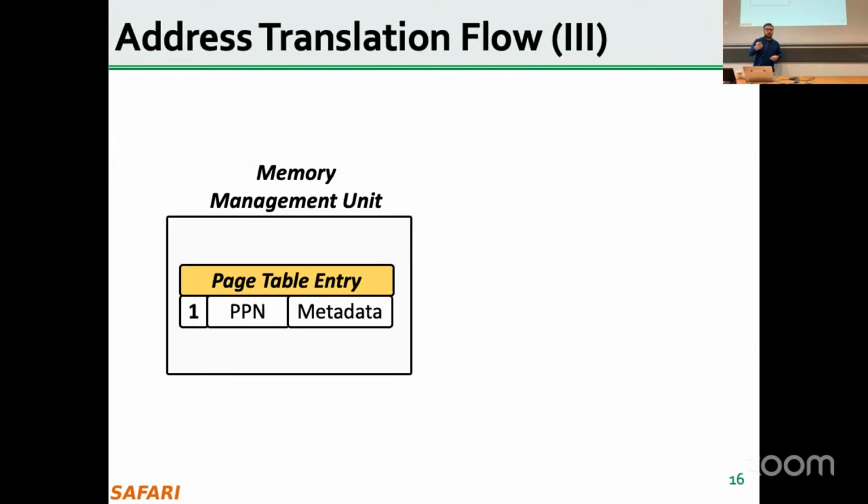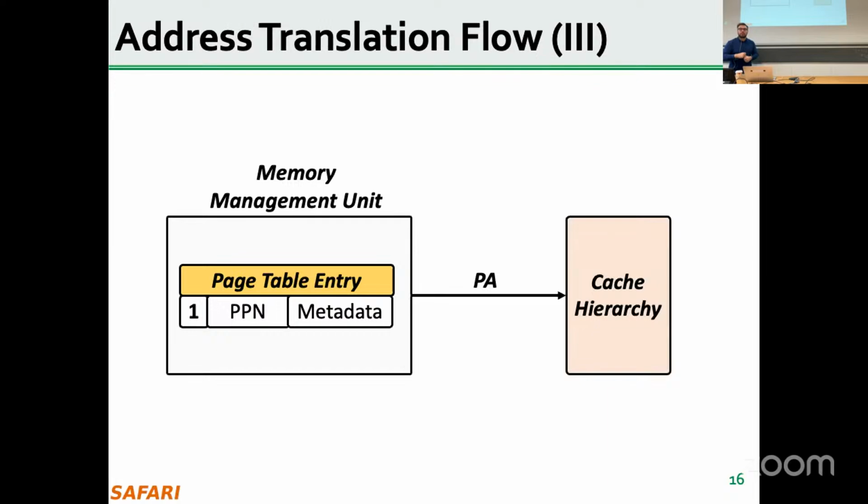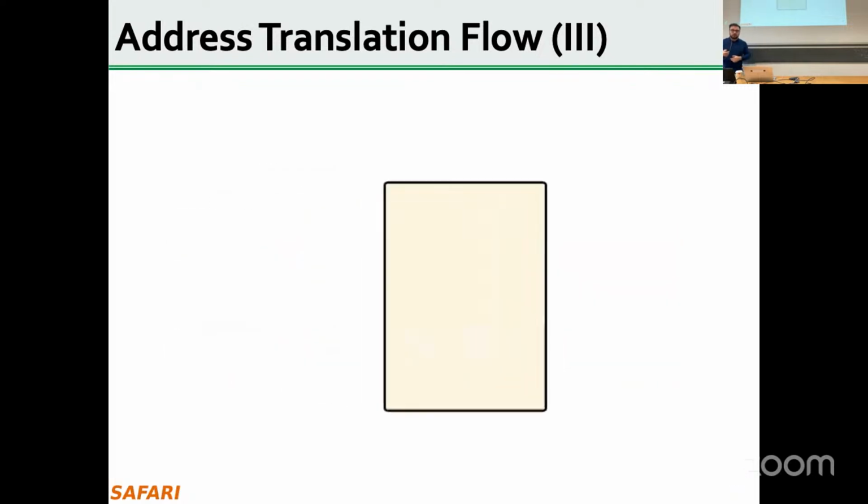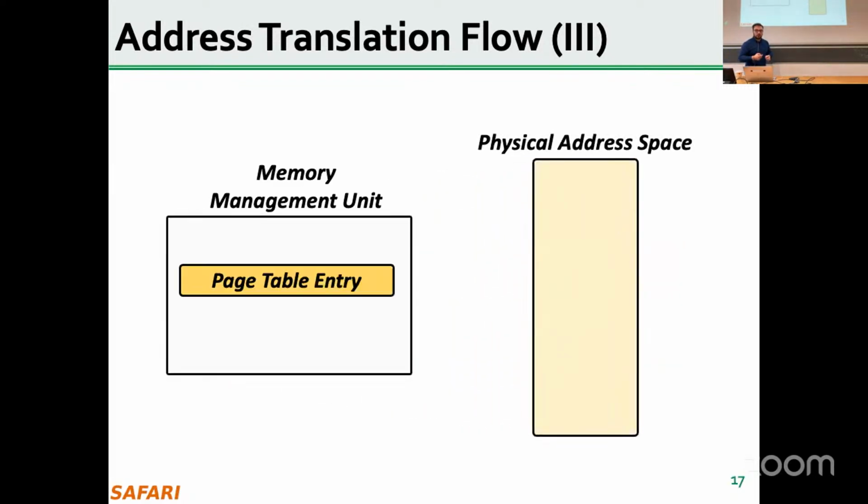Let's see the straightforward scenario. We fetched our page table entry. We found out the physical page number, and the data is in the memory. So we send the physical address to the cache hierarchy, and we're waiting back for the data. That's pretty straightforward. The most cumbersome scenario is when a page table entry does not reside.